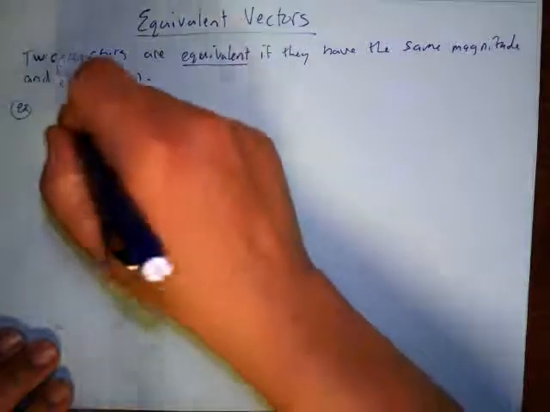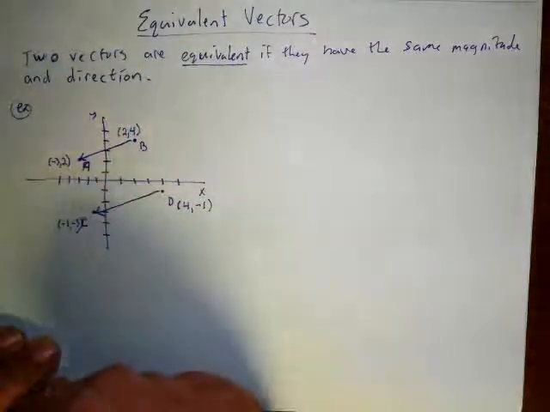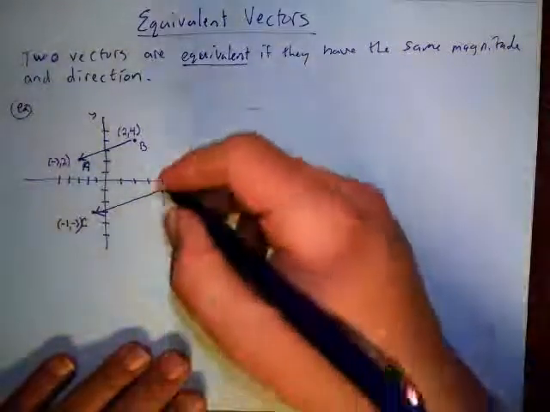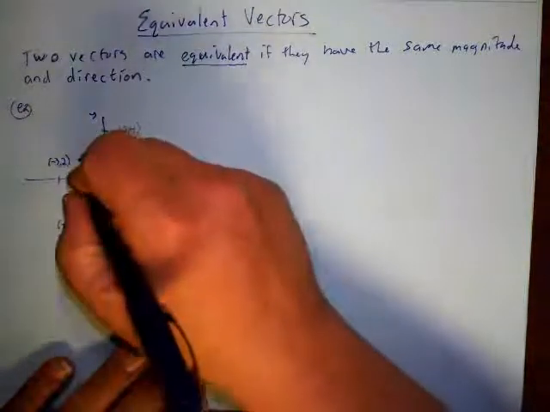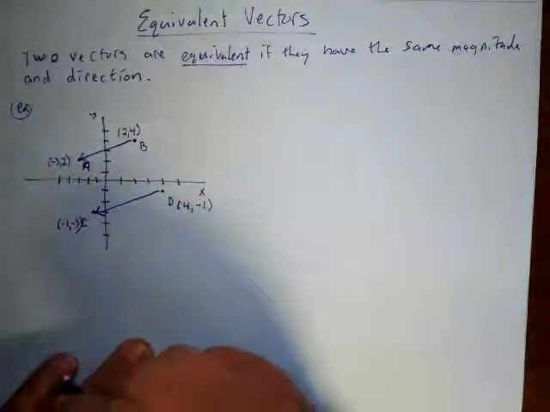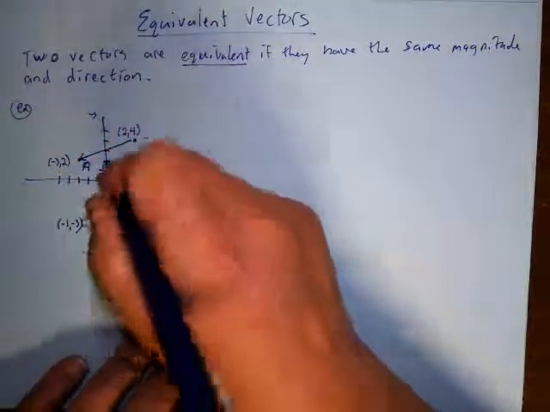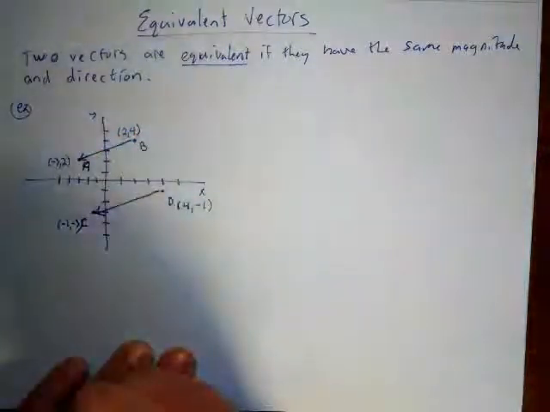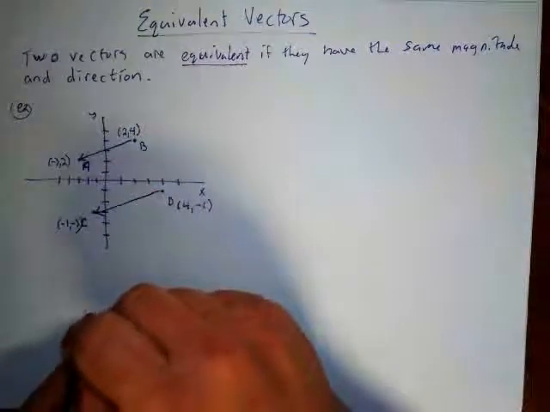So wherever they start in the plane, if they have the same length and the same direction, then they're said to be equivalent vectors. What we're going to do is find the length of the vector, and then find the direction of the vector. For the length, we're going to use the distance formula, because that tells me how long a line segment is. I've got the two ordered pairs there, and that'll be the magnitude.